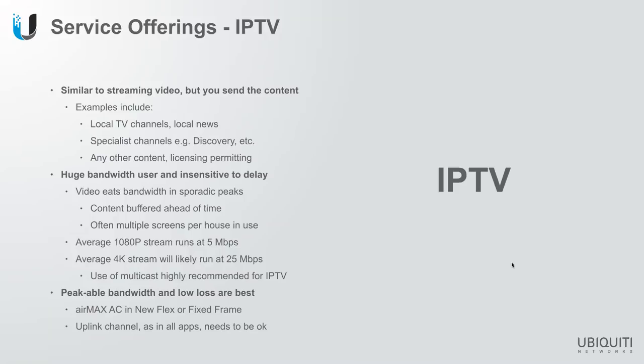A very good example of this is any local TV channels, local news, things like that aren't available on a Hulu or a Netflix, for example. I've also seen some WISPs distribute some of the channels that we'll be more familiar with, some of the more specialist stuff like the Discovery Channel, and really any other content that you are licensed to do. I won't spend a whole lot of time talking about licensing and IPTV network architecture today, but let me know if you guys are interested in that.